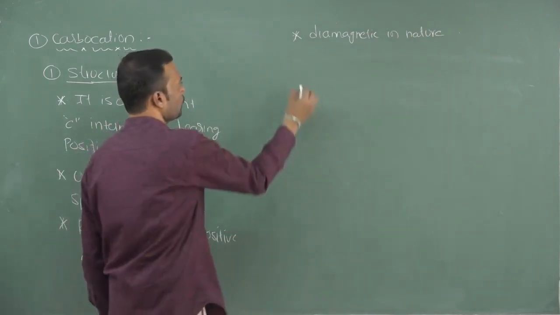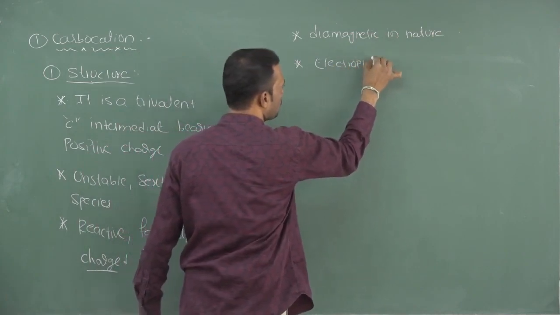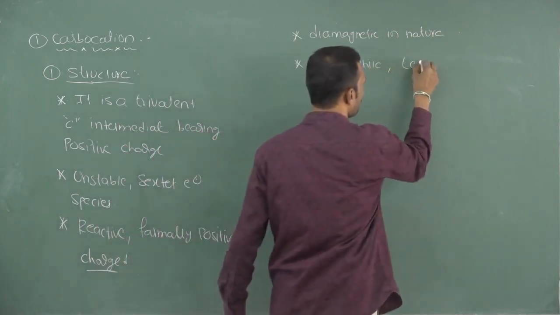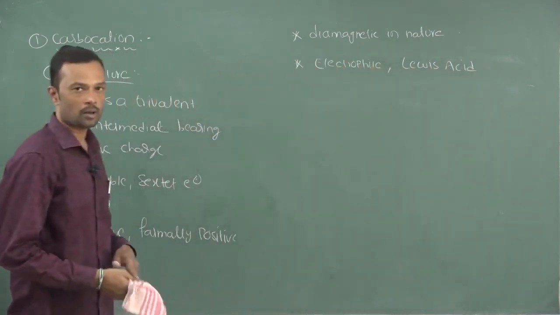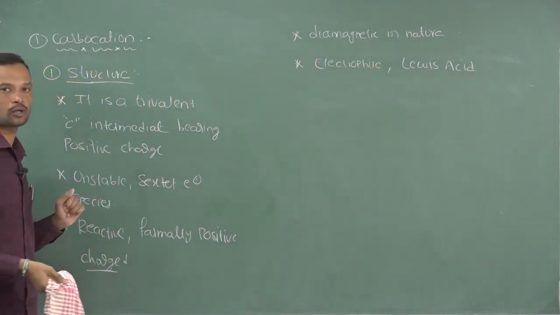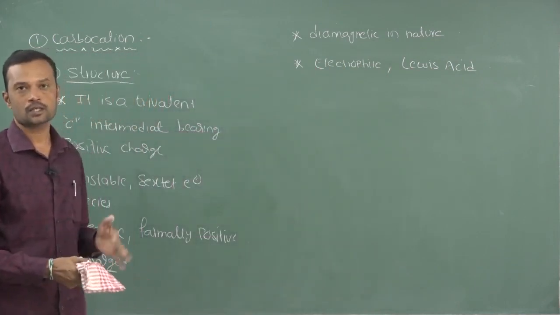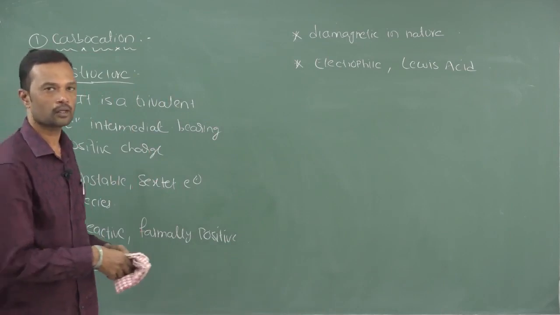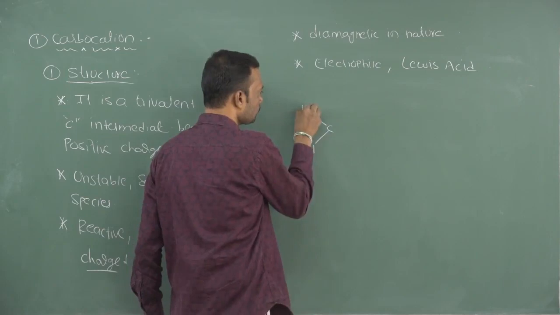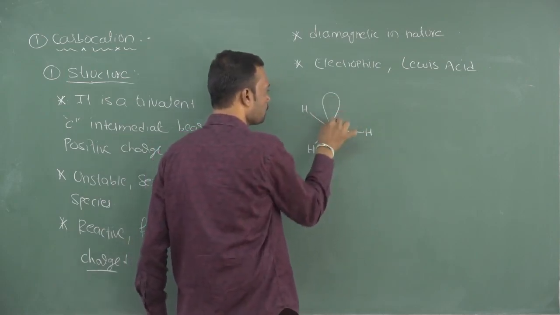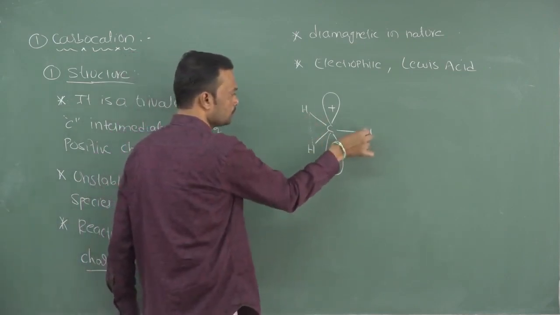In the same way, due to the presence of positive charge, a carbocation is an electrophile. It also behaves as a Lewis acid, due to the presence of one empty orbital within the molecule. Suppose I take a carbon with 3 valency and here one empty orbital is present, bearing a positive charge. Now this is called a carbocation.